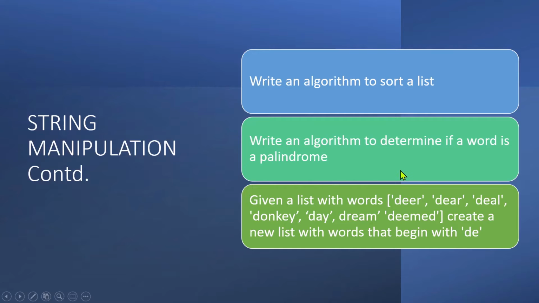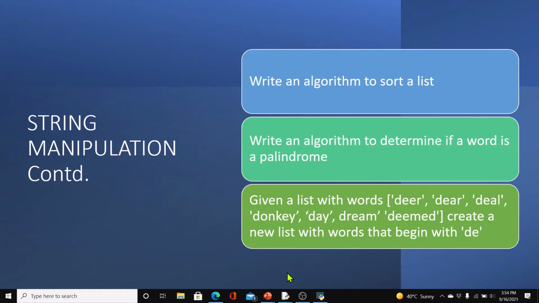Write an algorithm to determine if a word is a palindrome. What's the meaning of a palindrome? Let's go to the shell. A palindrome is something like this. Let's say I have radar. Okay.